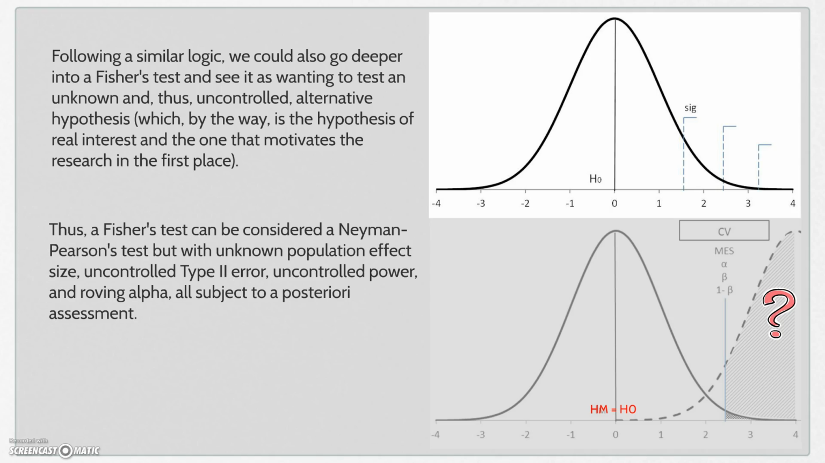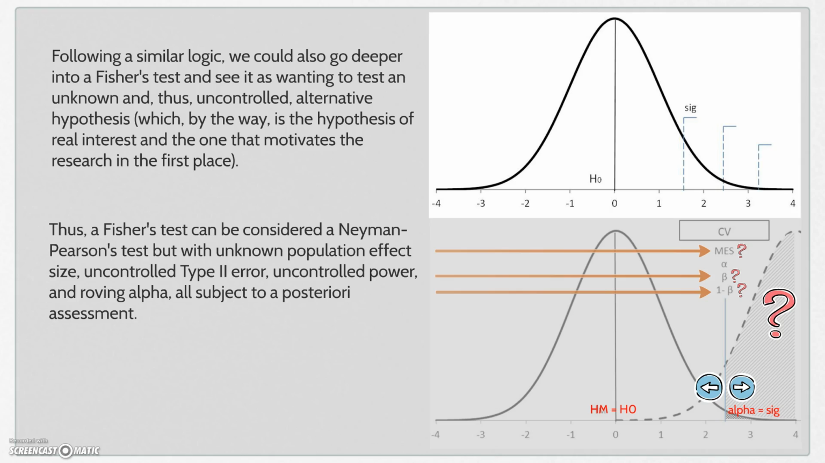Thus, a Fisher test can be considered a Neyman-Pearson's test, but with an unknown population effect size, uncontrolled type 2 error, uncontrolled power, and Robin alpha, all subject to a posteriori assessment. In a way, a test of significance is like a test of acceptance that thought it could.